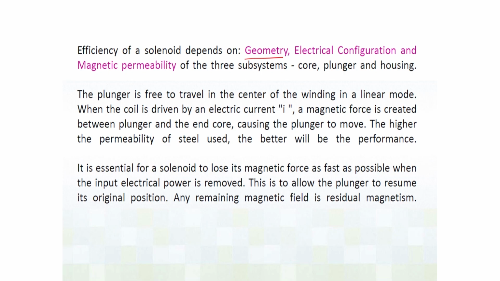So, this magnetic force, the Lorentz force, actually forces the plunger to move, and the material property that comes into the picture here is the permeability of the steel that is used. The higher the permeability, the more forces are involved in the system, and the better will be the performance of the system. Also, whenever you are withdrawing the current, it should not remain magnetic, it should quickly become non-magnetic. So, that means the remaining residual magnetism is a problem. So, you have to have as little residual magnetism in the system as possible.